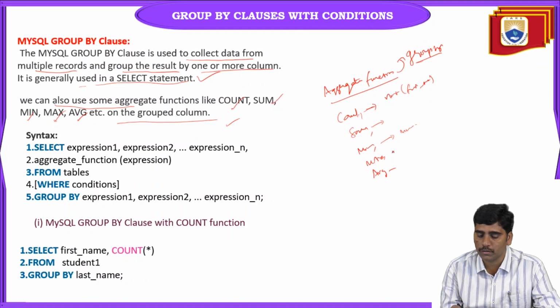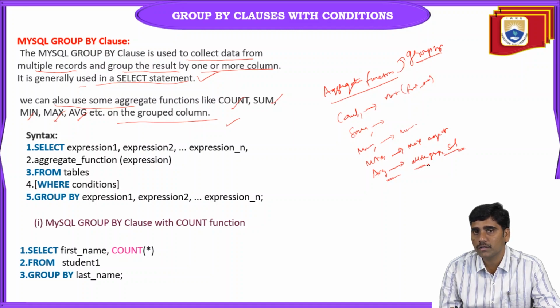It returns the minimum age of the employee, and similarly the maximum age. The MAX function is used to display the maximum salary or maximum age of the employee. And AVG is used to take the average of all the group ages or all the group salaries of employees. From among all of that, it displays the result.